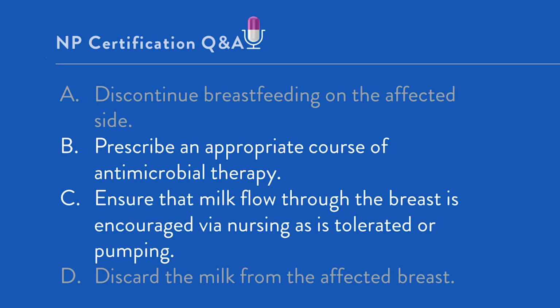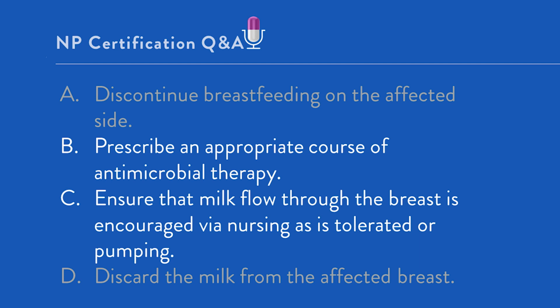A, discontinue breastfeeding on the affected side. Well, clearly this is incorrect, because what do we want to do? Keep the milk flowing through the breast. B, prescribe an appropriate course of antimicrobial therapy. That's one of the correct answers. It is fairly general. It doesn't say what bugs you're trying to cover or what antibiotics you would use, but that is a correct option.